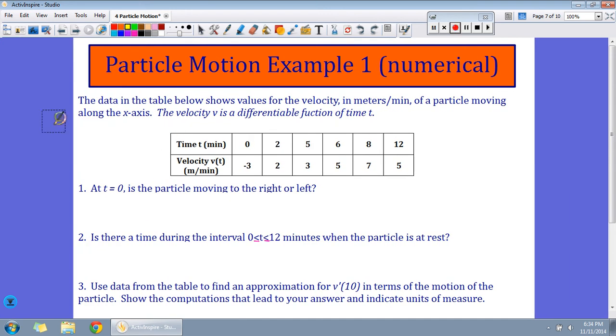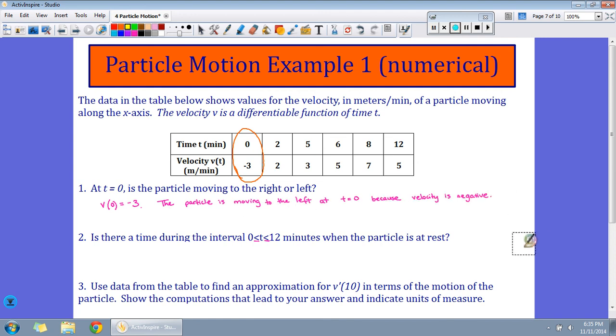Alright, for our first example, the data in this table shows values for the velocity, in meters per minute, of a particle moving along the x-axis. The velocity is a differentiable function of time t. At t equals 0, is this particle moving right or left? So to figure this out, we're going to look at t equals 0, and the velocity is negative. Since the velocity at 0 is negative 3, we say that the particle is moving to the left because velocity is negative.